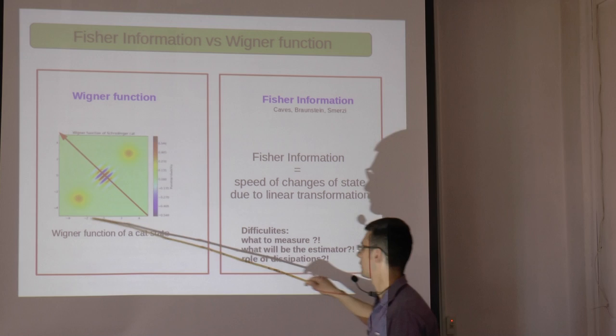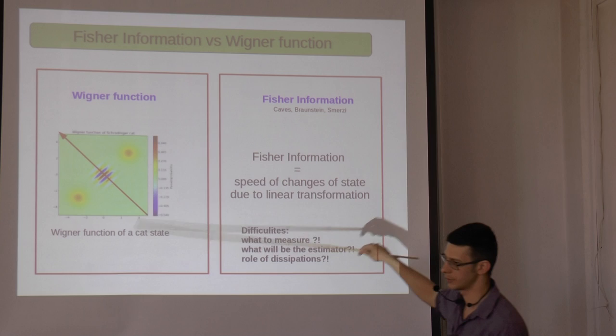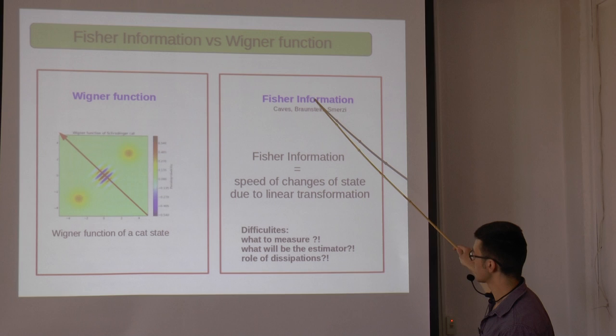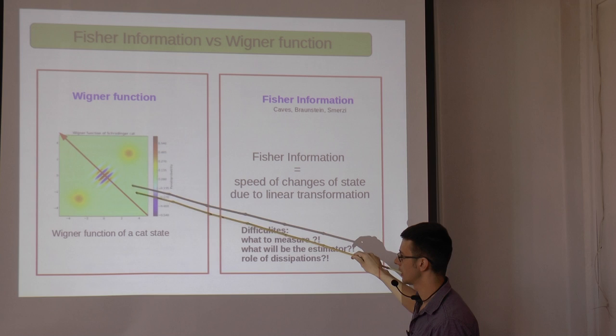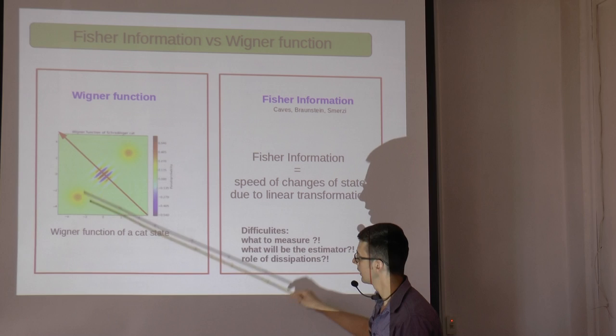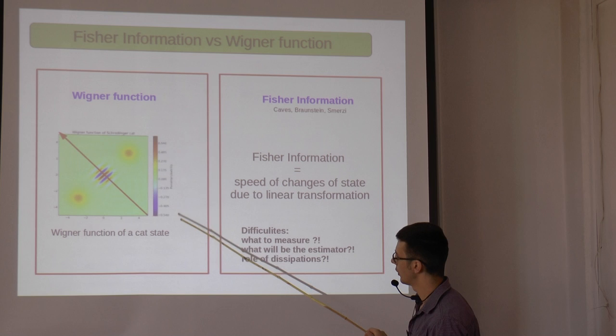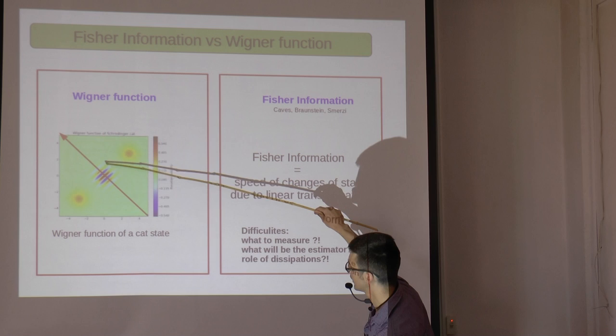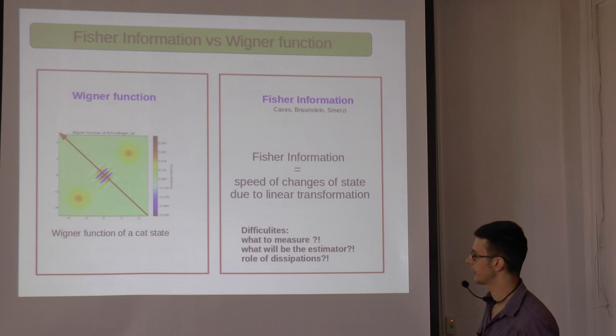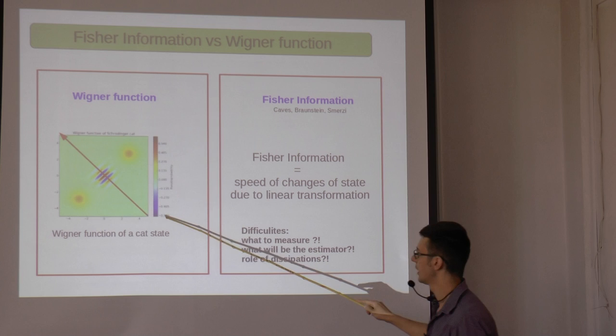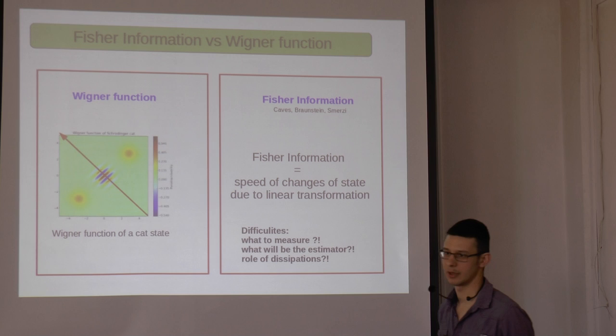Well, here I plotted the Wigner function. I'm sorry, but it was better to plot the Wigner function of a coherent state. So here is the continuous variable. And the Fisher information is a quantity which tells you how fast the state would change under some translation. Here is the Wigner function of a cat state. It has these fringes, and if you shift the state along this arrow, it will change rapidly because these positive fringes will start to overlap with negative fringes. So the changes of the state are the fastest if you shift the state along this line, and they are fast because of these narrow structures in the Wigner function.